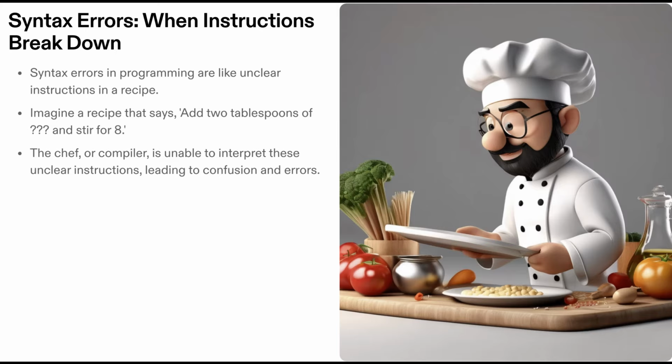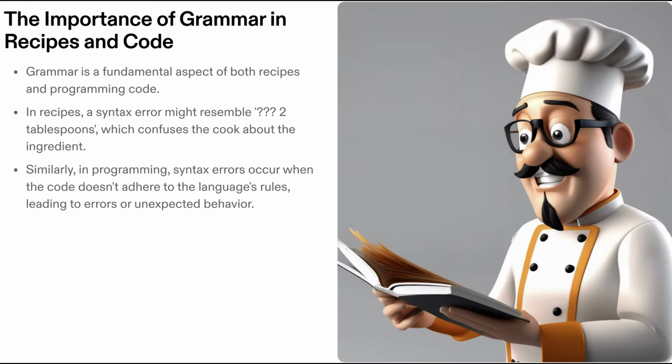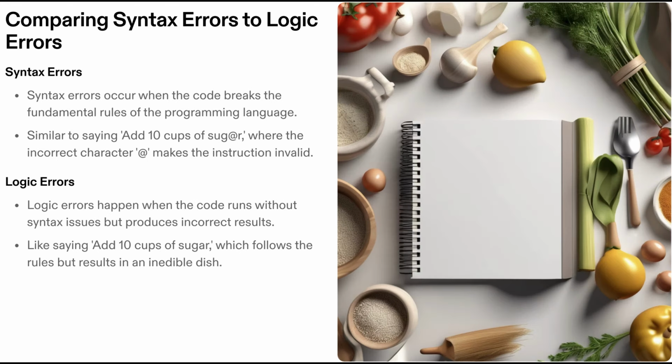Now, suppose the very next line in the recipe reads something like, add 2 tablespoons of something and stir for 8. The chef's eyes narrow in confusion, thinking, wait, what is something supposed to be? And 8 what? 8 seconds, 8 times, 8 minutes? The recipe has slipped into a type of instruction the chef can't interpret precisely.